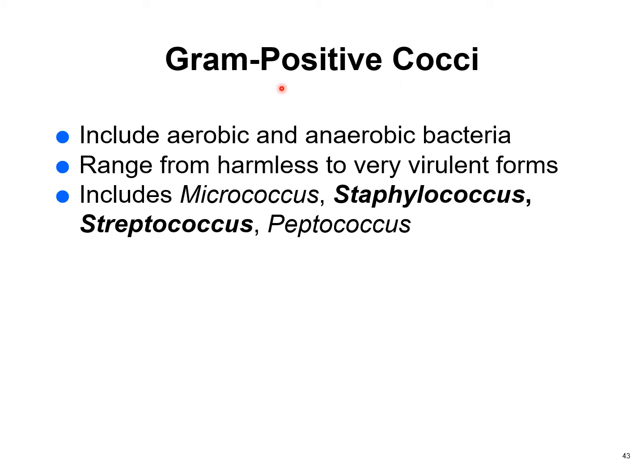Gram-positive cocci. We have aerobic and anaerobic organisms. Many are harmless. Many are very virulent. That means they can make you dead. Micrococcus, Staphylococcus, and Streptococcus highlighted, Peptococcus. Now, Staphylococcus can be normal flora in your throat. It's just nothing wrong. It's just there, as can strep. But a tiny little mutation in it can be something that causes meningitis or MRSA or many other things that kill you.